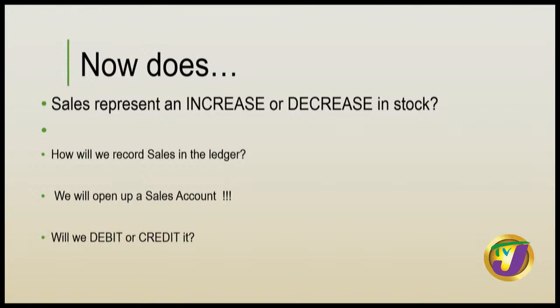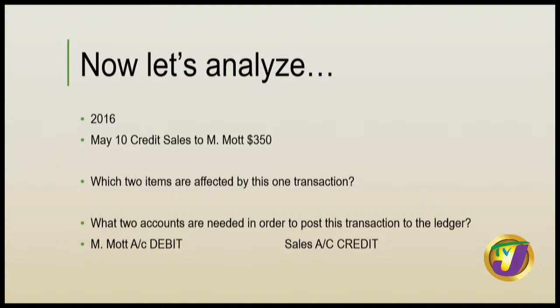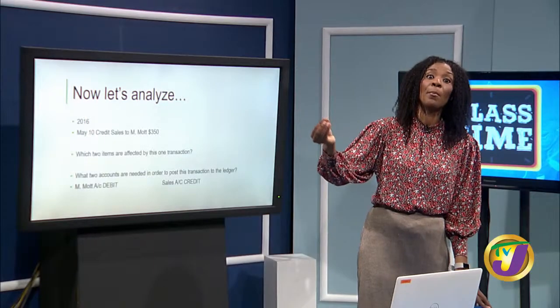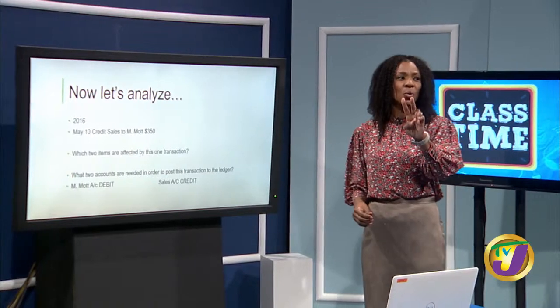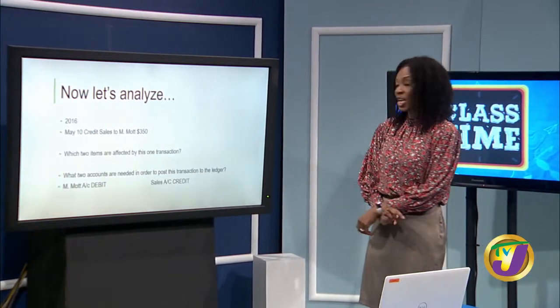And another thing is that sales is our revenue and we're increasing in revenue. So we would credit the account, but that's for another lesson. Let's look at it now from the perspective or the angle of being a stock. All right? Stock account. Now, let's analyze this transaction. 2016, May 10, credit sales to M. Mott. You know what that means? We sold goods on credit to M. Mott. Which two items would be affected here?